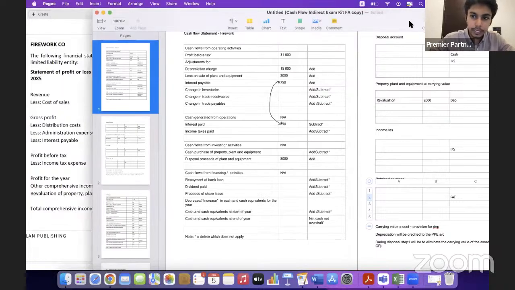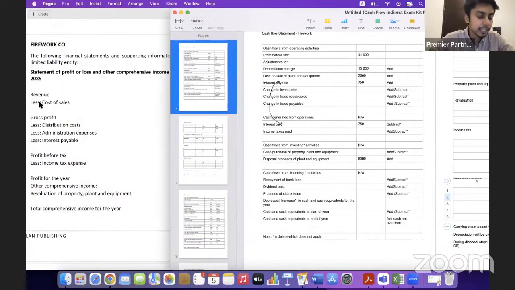So guys, again, quick recap from the income statement, what I did. Revenue, cost of sale, gross profit, distribution, administration, we don't take it at all because distribution administration is not given here. Revenue and cost of sale is adjusted inside working capital changes. Interest, we wrote it under adjustments, plus we wrote it over here. Profit before tax, we copied it at the start.